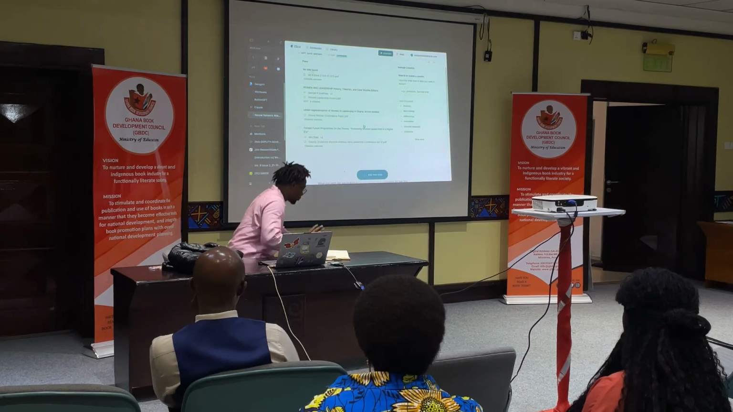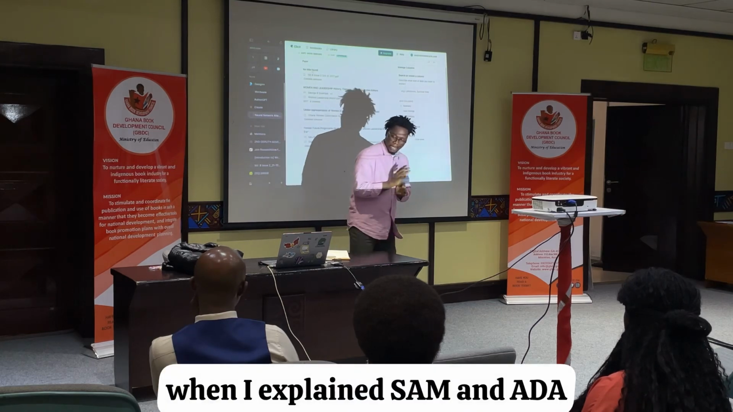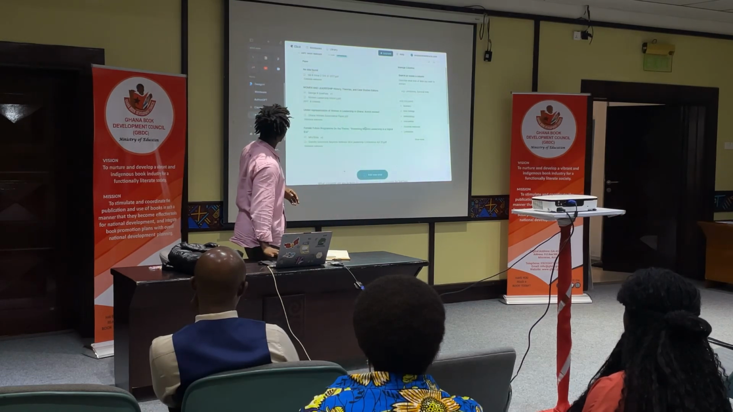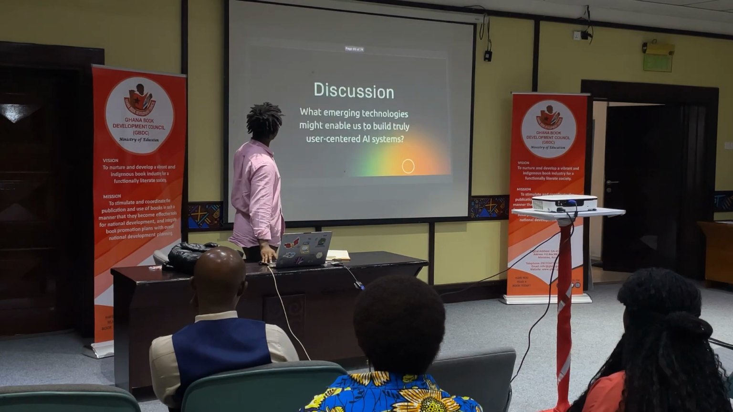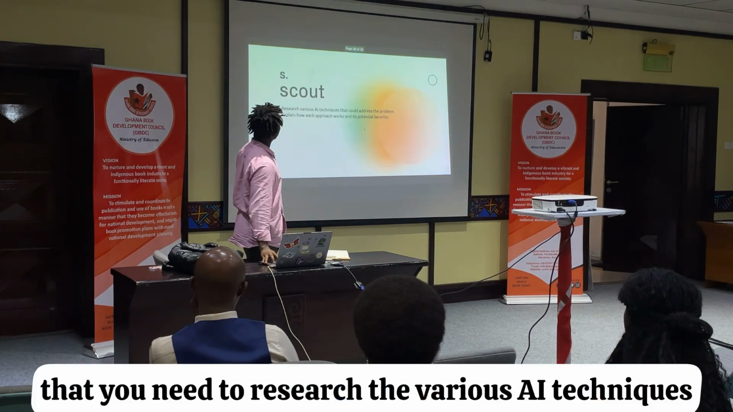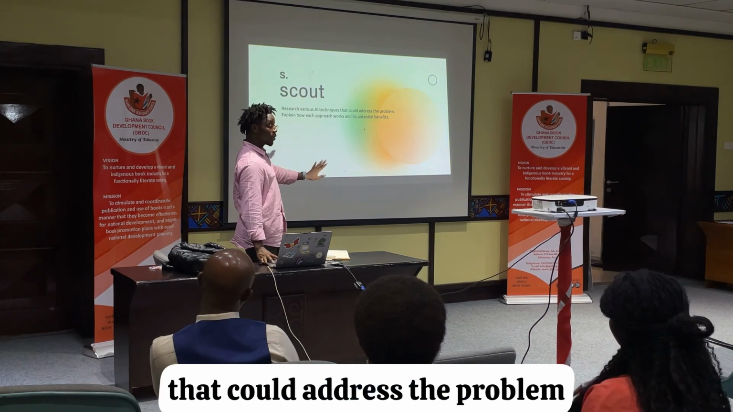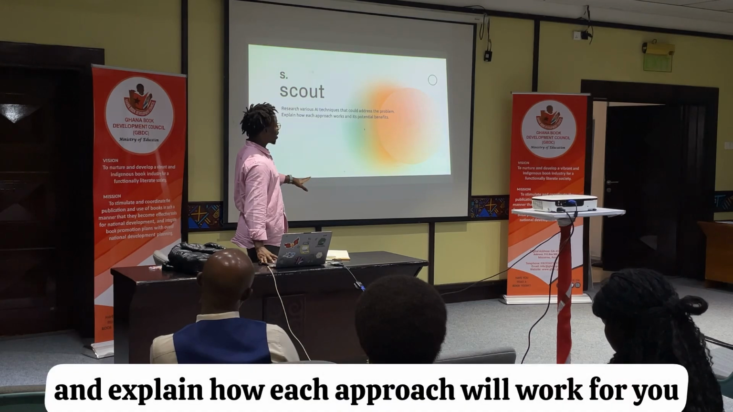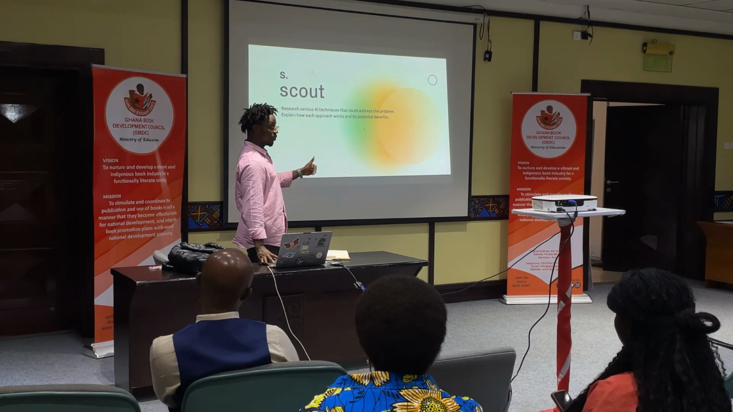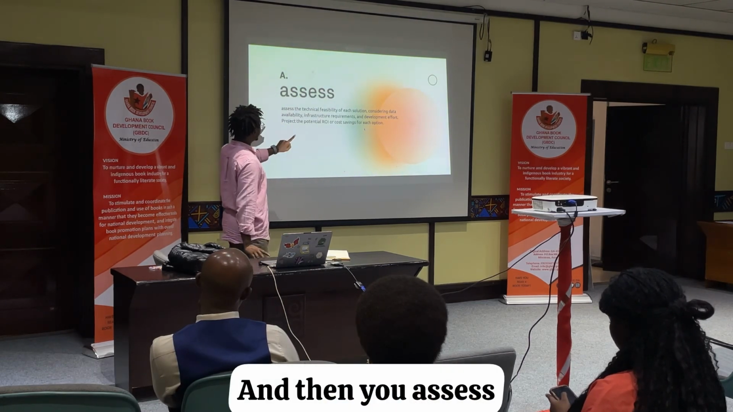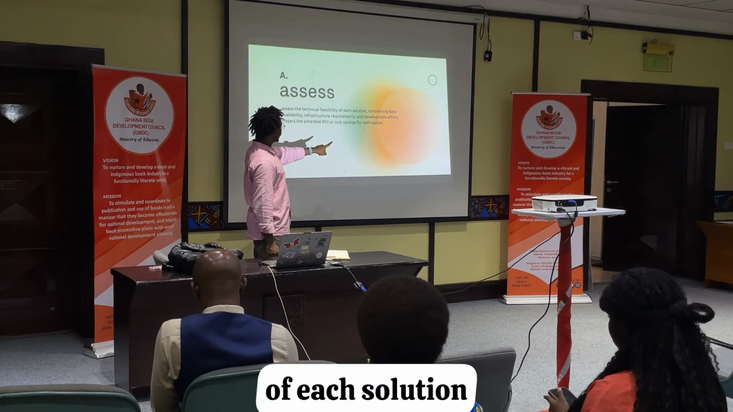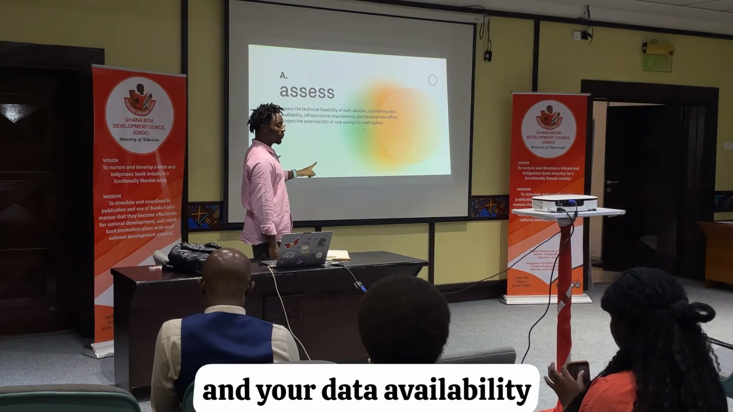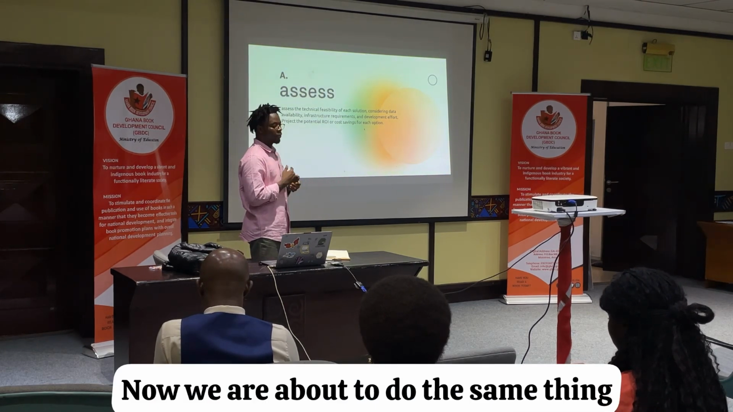Now, so the first thing when you're doing research, when I explained SAM and ADA, I told you that first you need to identify in the SAM. I explained that you need to research the various AI techniques that could address the problem and explain how each approach will work for you, right? And then you assess the technical feasibility of each solution and your data availability. Now we are about to do the same thing.